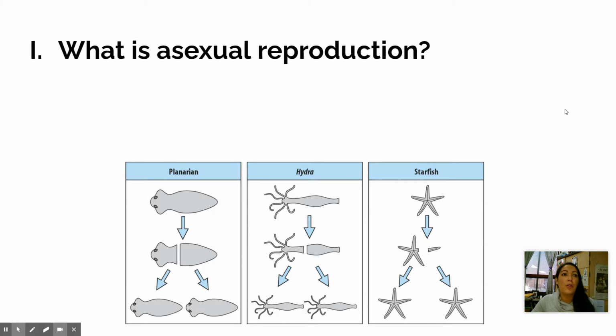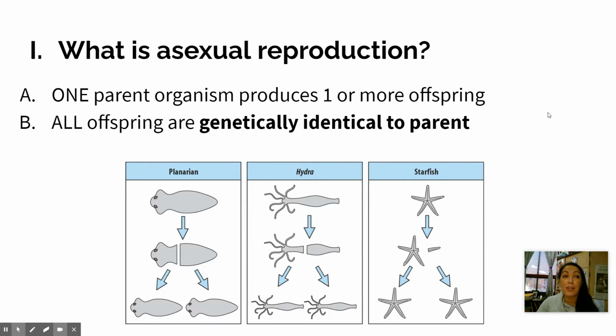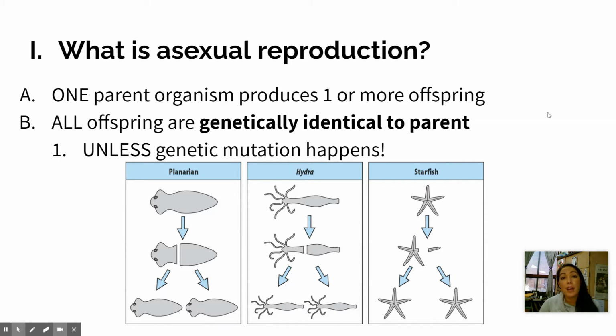Okay, so let's start with talking about asexual reproduction. She just gave you a really good overview in that video of the general idea of what asexual reproduction is. It is when one parent, so a single parent, makes one or more offspring that are identical to itself. All of the offspring in an asexual reproduction situation are identical to each other and genetically identical to the parent.